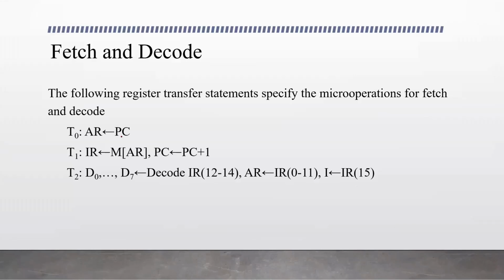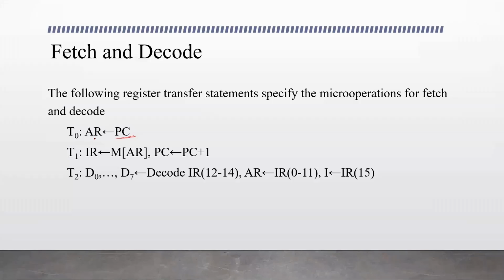AR ← PC. That means transfer the content of PC into register AR. AR is our address register. So the first process is to fetch the instruction, and the second step is decode. To fetch the instruction, you need to know the address from which location we need to fetch it. That address of the instruction to be fetched from memory for execution would be available in PC. We learned this: the program counter is the register that holds the address of the next instruction to be executed.